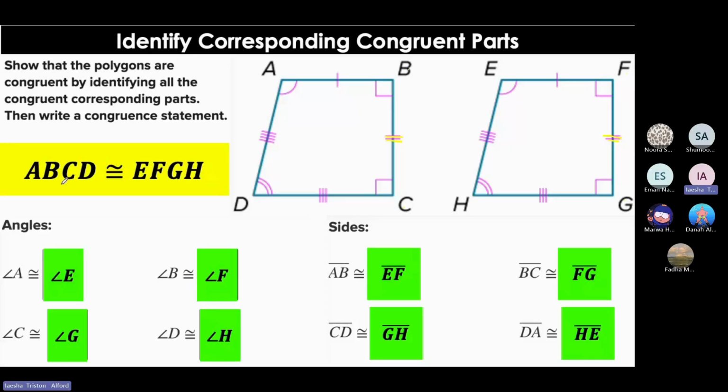And the last thing to write is the congruent statement. Polygon ABCD congruent to polygon EFGH. Everything should be matching.